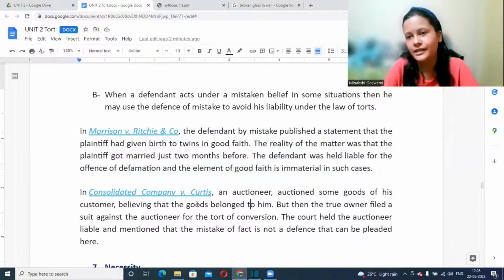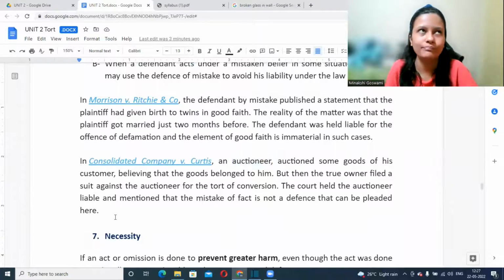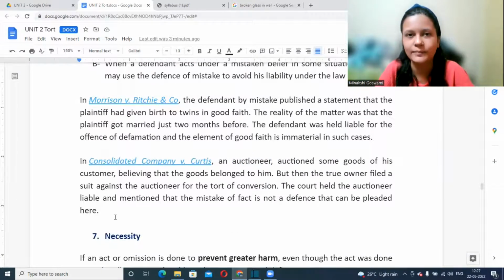There was another case relating to an auction. There are some auctions which take place. Sometimes what happens is, maybe you want to sell something on auction. You don't want to organize it entirely yourself. So there are some auctioneers who would do it for you. A similar situation happened here.